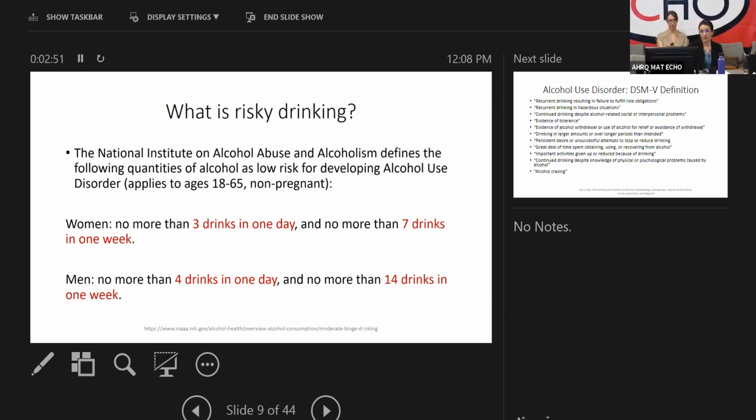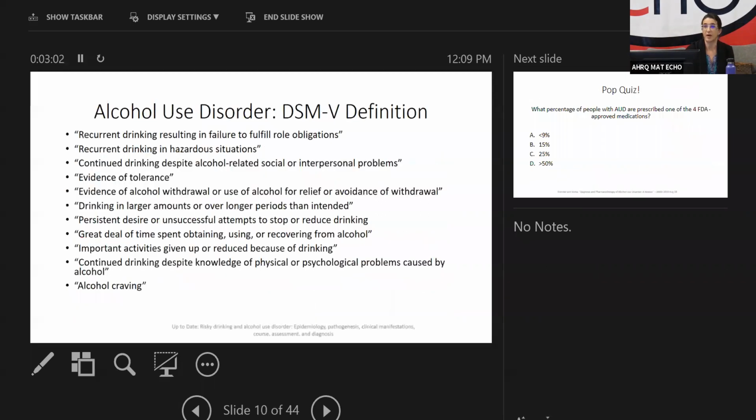And the NIH has good patient tools as well that are nice sort of visuals that you can use in your clinics to help patients kind of identify and answer these amounts.